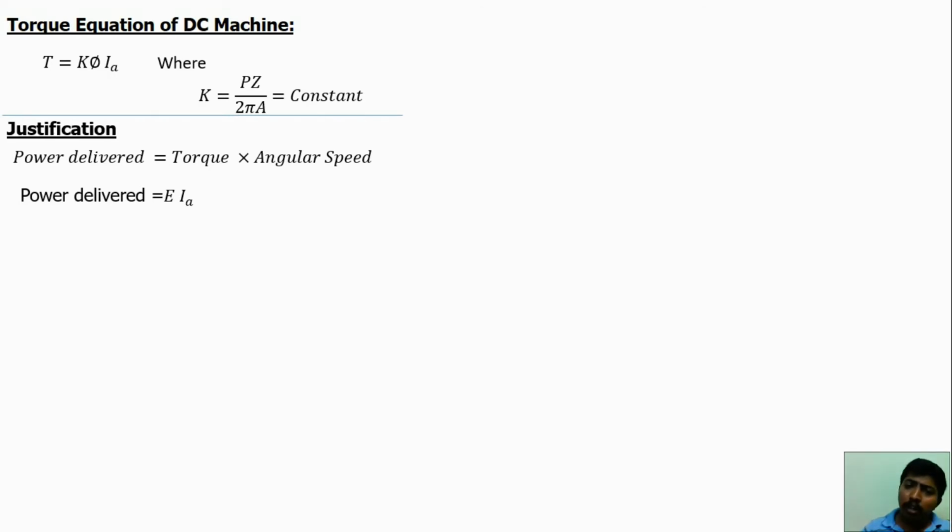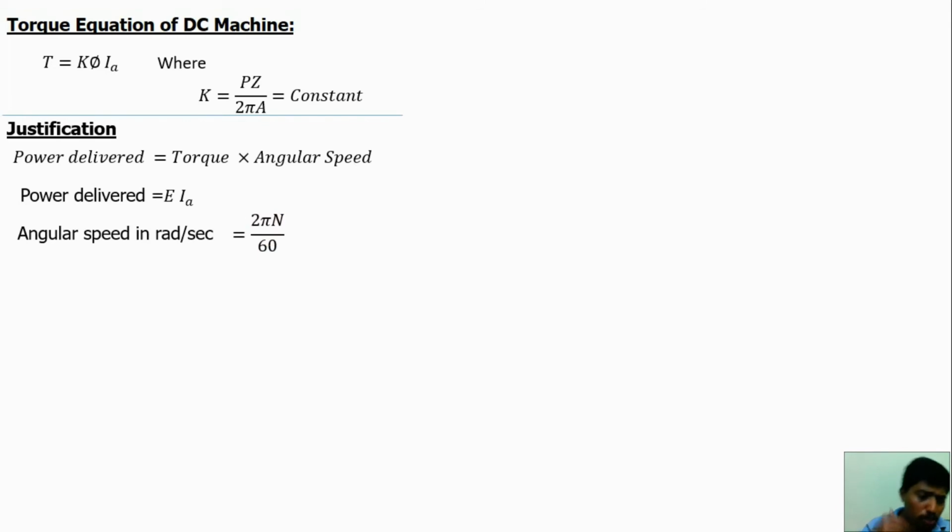Then angular speed, we know the relation between the angular speed and linear speed. The angular speed omega is equal to 2 pi into n. Here omega is in radian per second, n means revolution per second. So the angular speed in radian per second is equal to 2 pi N by 60, because N is revolution per minute. N by 60 means revolution per second. This is the relation between the linear speed and angular speed.